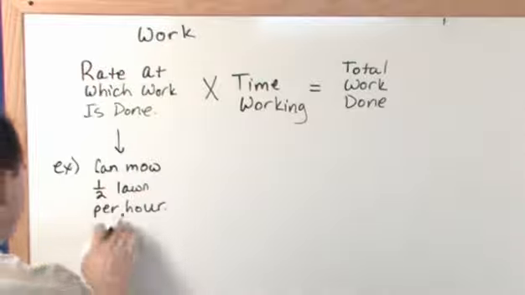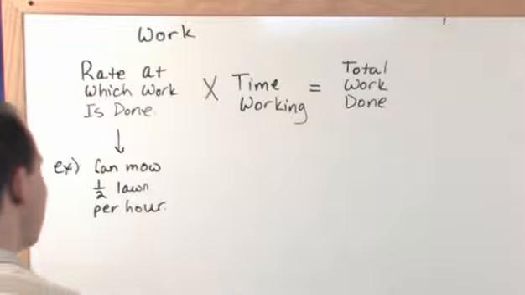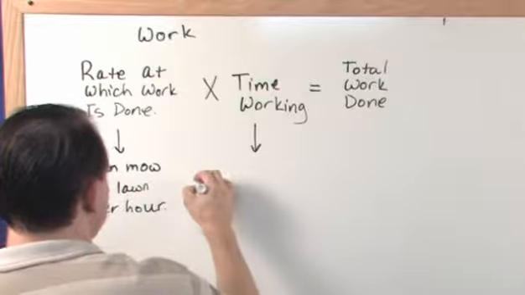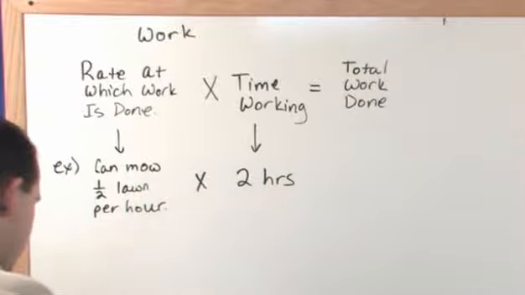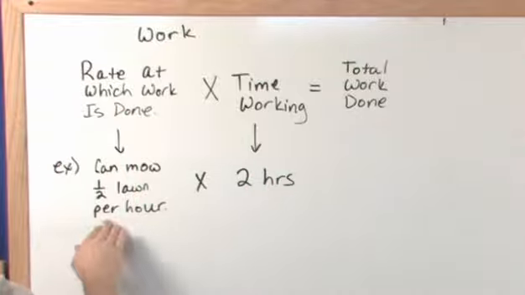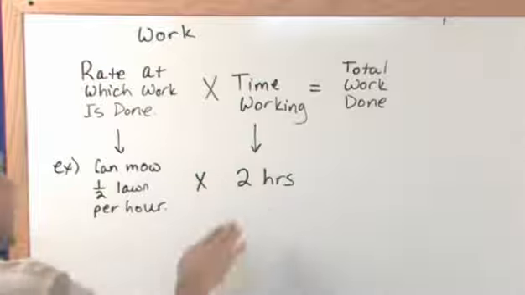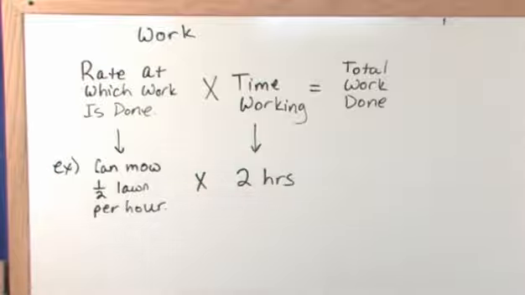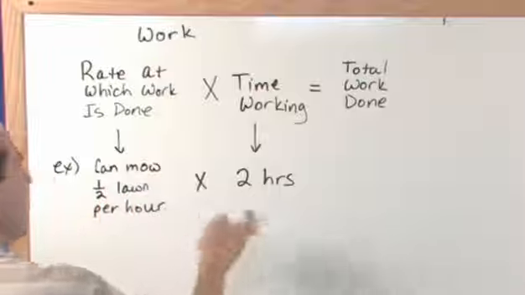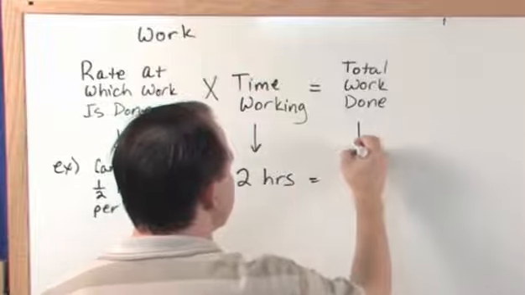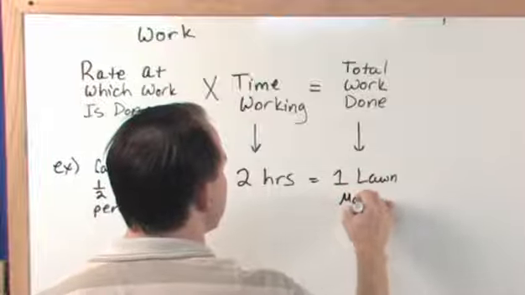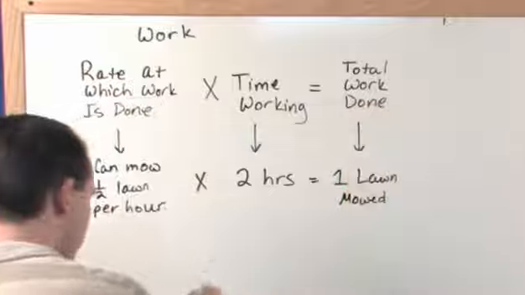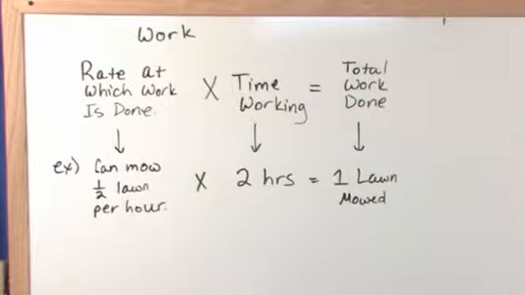Okay, so that would be an example here in real world terms. The time working would just be, just like what we were talking about, it could be just like 2 hours, let's say. So let's say I tell somebody I can mow 1/2 of a lawn per hour, and I actually mow for 2 hours straight. If I multiply these two numbers, 1/2 times 2, then that would give me 1 lawn mowed. And that would be an example of the total work done. Okay, so I'm trying to give you some concrete examples of what this rate and this time and this total work stuff is.